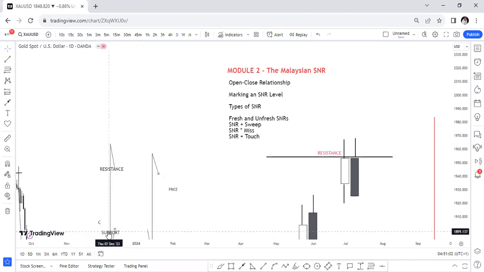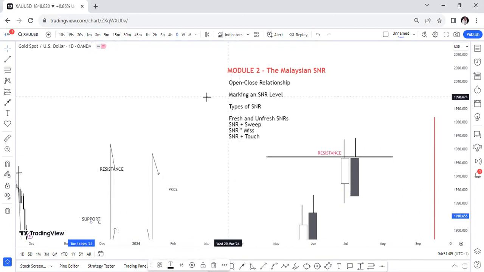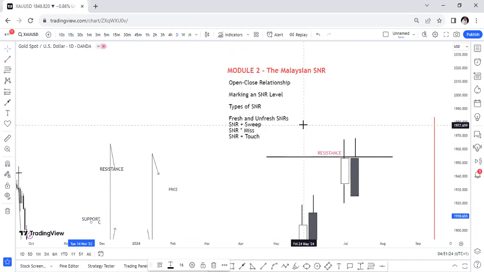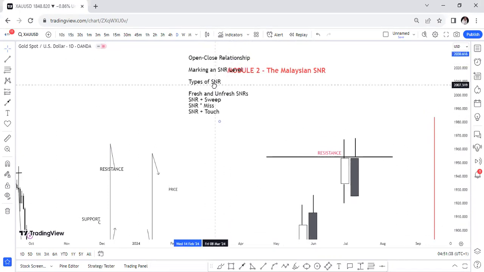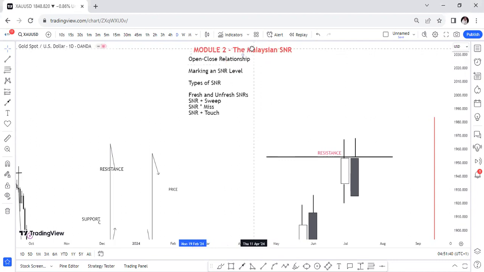So this episode is going to trash out this content: the Malaysian SNR, the open and close relationship of price action, the marking of the SNR levels, the types of SNR you must know, then the fresh and unfresh SNRs, the SNR plus sweep, SNR plus miss, SNR plus touch. Those are the contents we'll trash out in this episode.